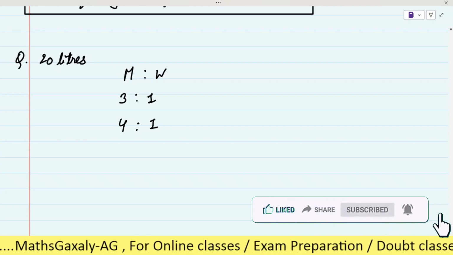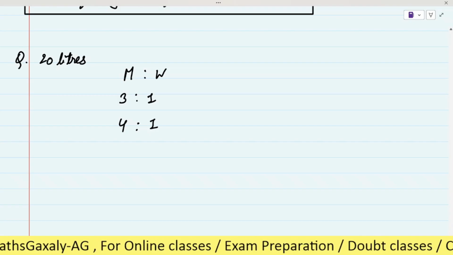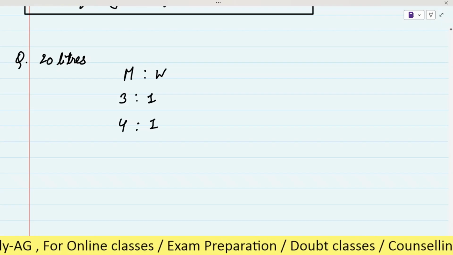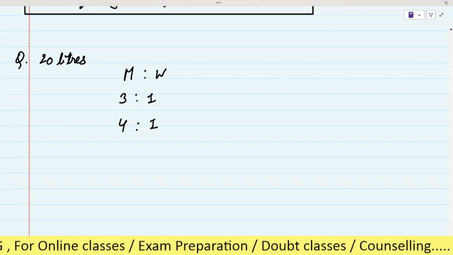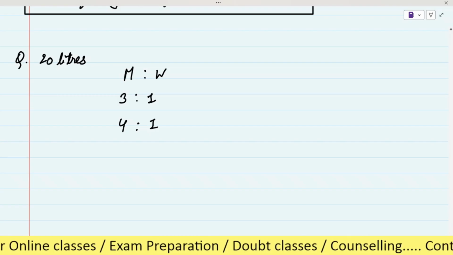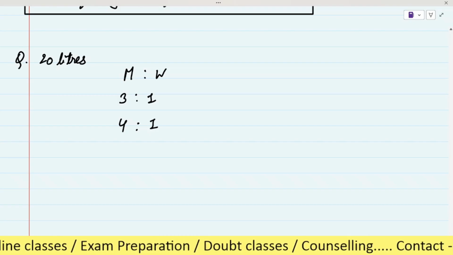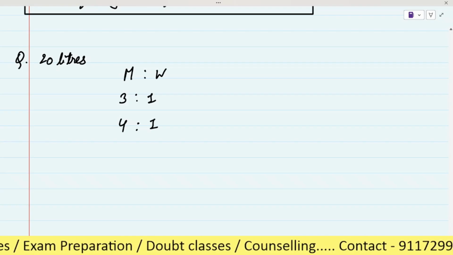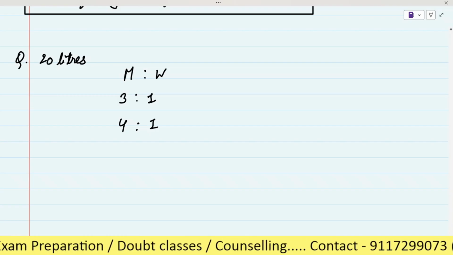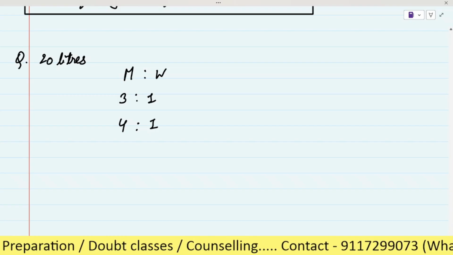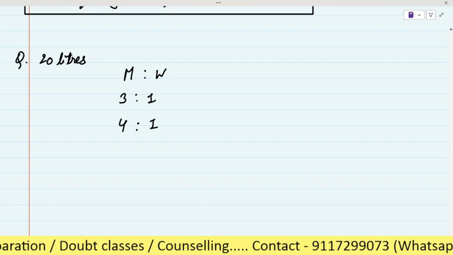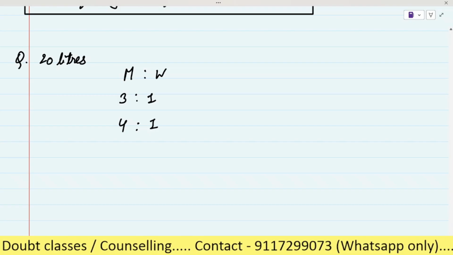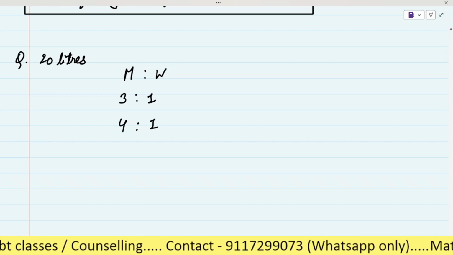Sir, since the initial ratio is 3 is to 1, I took 3x plus x is 20, so I got x is 5. Milk will be 3 into 5, 15 liter. Then 20 is to 5 is 4 is to 1, so to add 5. And you have multiplied by 5, you got it 5, na?